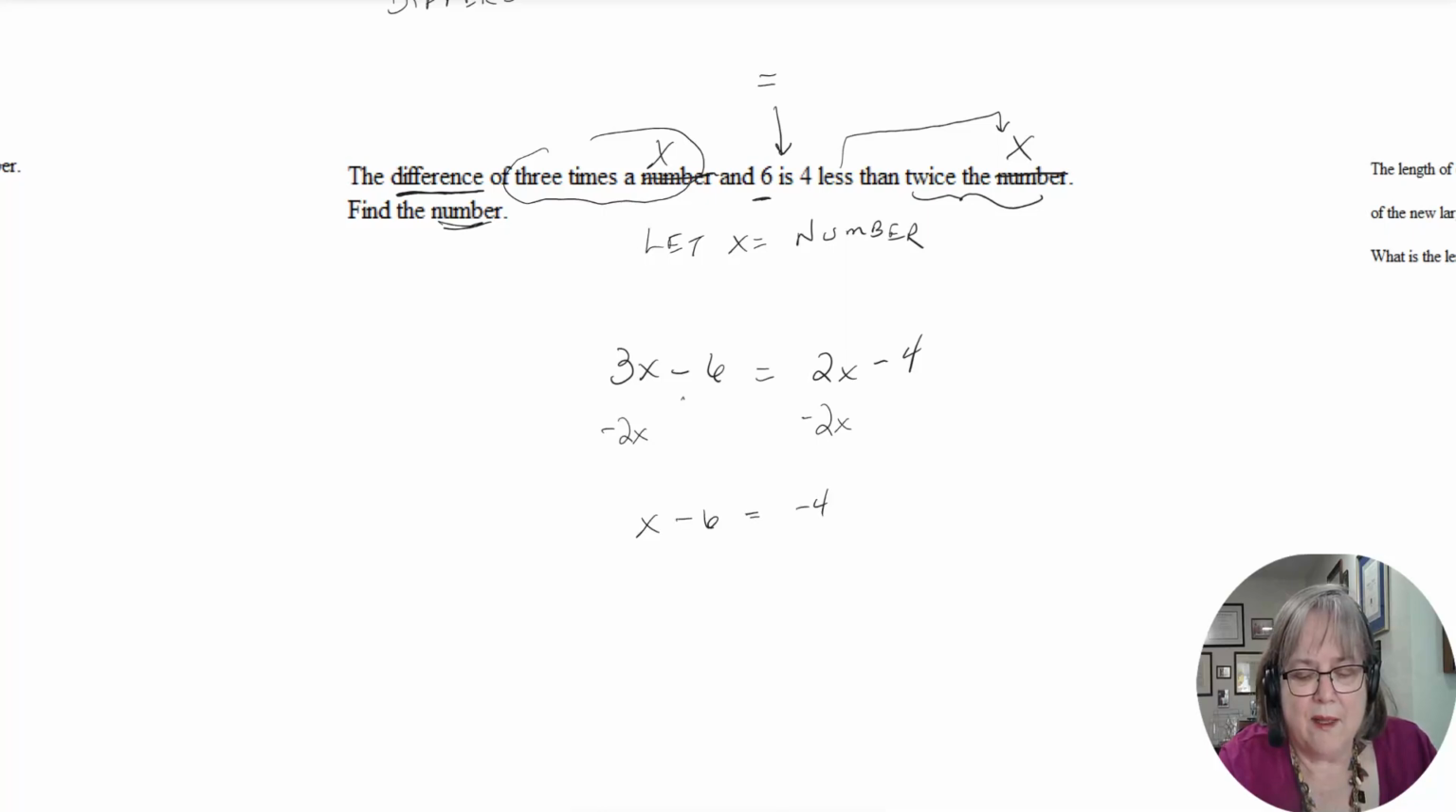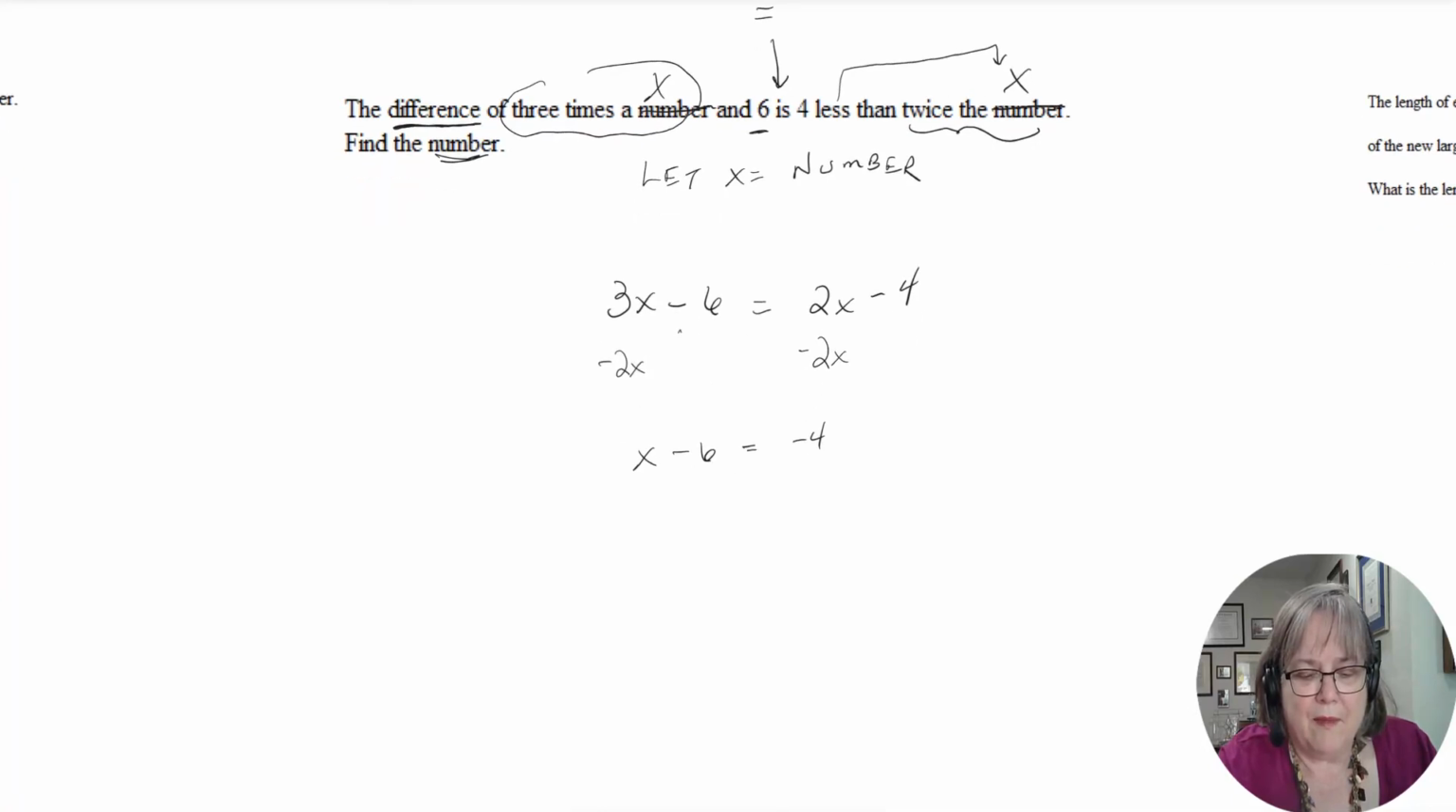You can do these at the same time, but sometimes students don't want to do that, so I'm going with the more steps approach rather than fewer steps, but feel free to combine 2 steps. Then I just want my x by itself, so the opposite of subtracting 6 is adding 6. So x is 2. And you should go back and check this against the English and see if that makes sense. Okay?